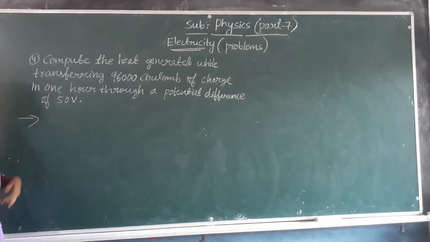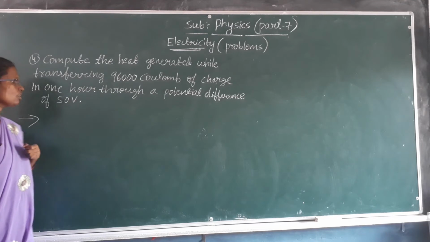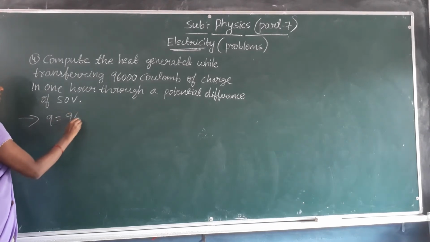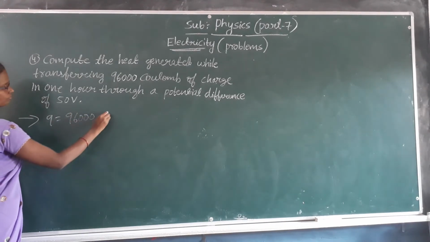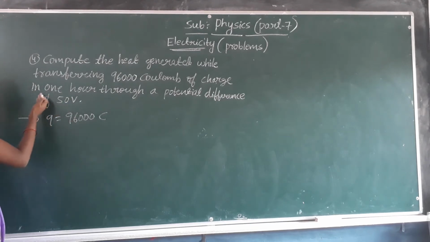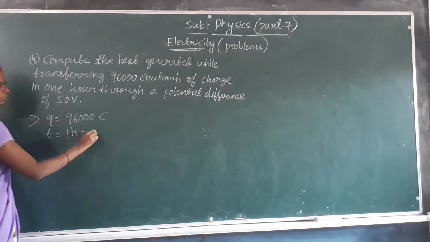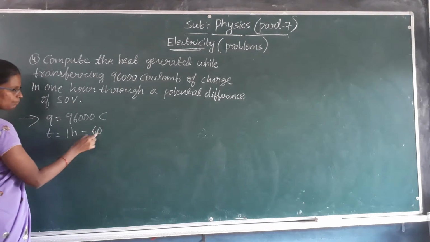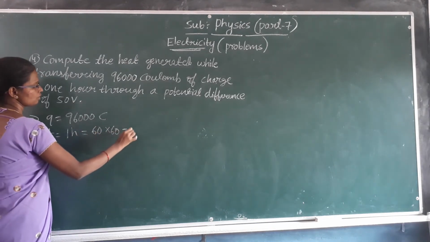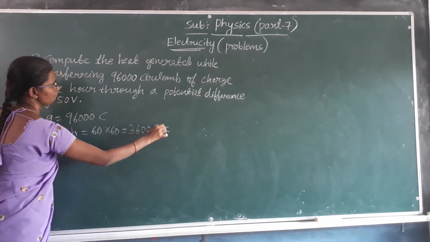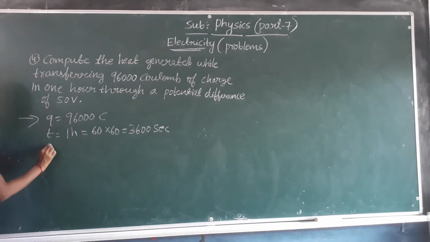So we have to calculate how much heat is generated. What is given? Write down. The charge given is Q equal to 96,000 coulomb. Then the time given is 1 hour. So that is equal to, for 1 hour, 60 minutes and 60 seconds, so total 3600 seconds. Then the potential difference given is V equal to 50 volt.